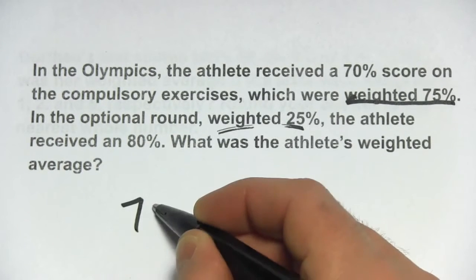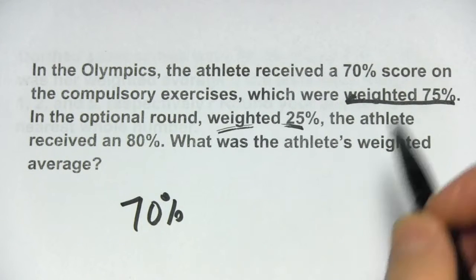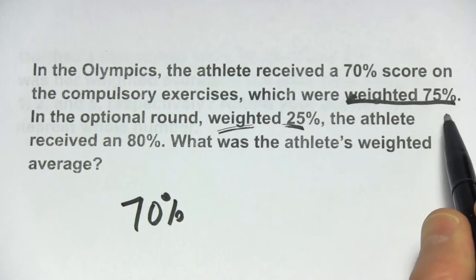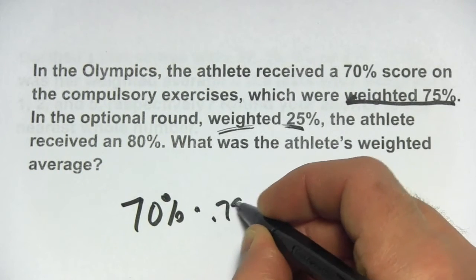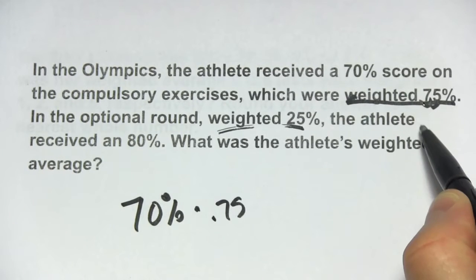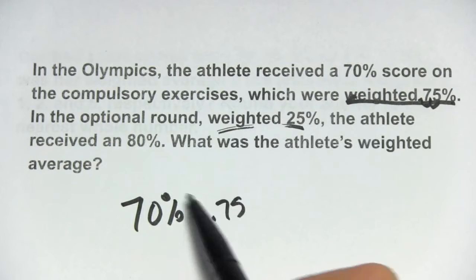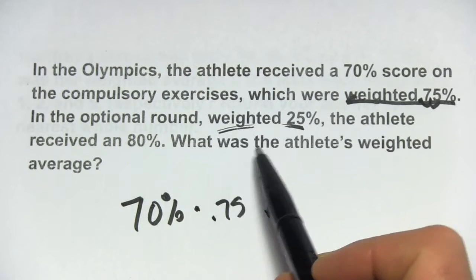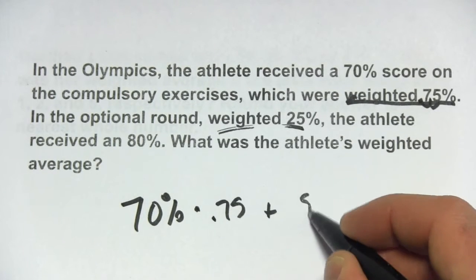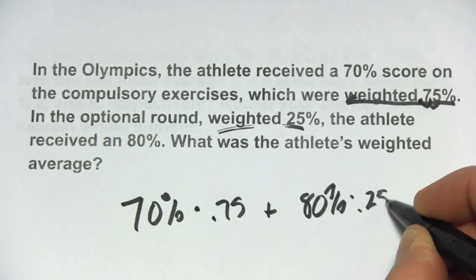So the score was 70%, and we're going to multiply it by the weight. The weight of that was 75%, but when you multiply something, you multiply it as a decimal. So this is going to be times 0.75. Remember, you move the decimal point 2 places to convert a percent to a decimal. So that's the first one. She scored 70% with a weight of 0.75. We're going to add the next piece, where the athlete scored 80% and the weight was 25%, or 0.25.